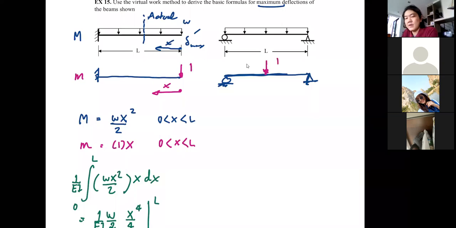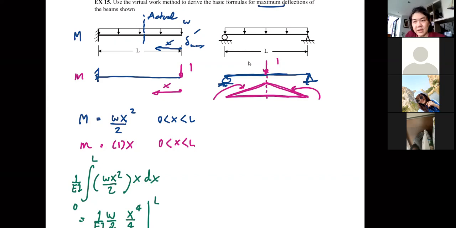And you should be able to see right away that your moment diagram here is going to look something like this, right? In the virtual case, this becomes your bending moment diagram. So now you cannot use one equation, because you cannot have one equation to represent two lines. In this case it becomes tricky because your moment diagram is not one constant function, as you can see clearly from the diagram itself. That means two integrals are required. You need to break this into two domains, right?